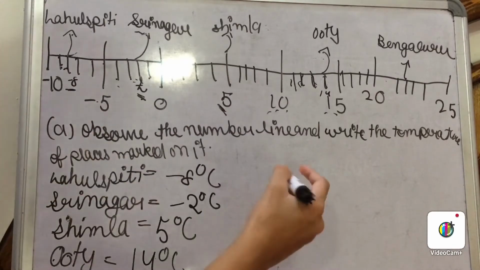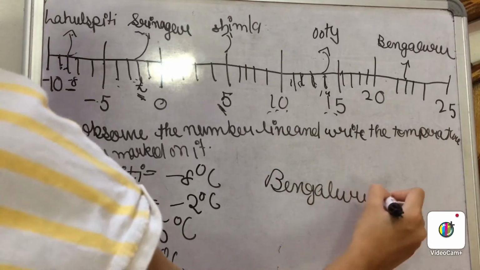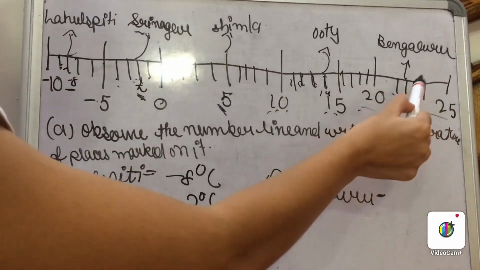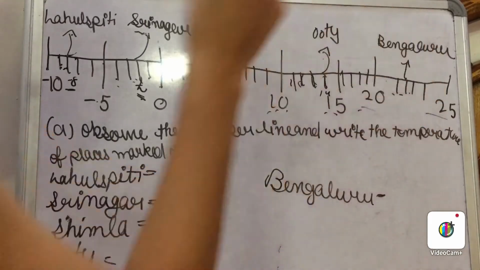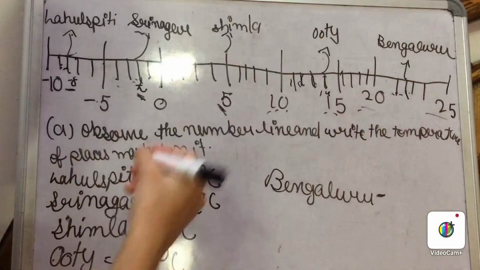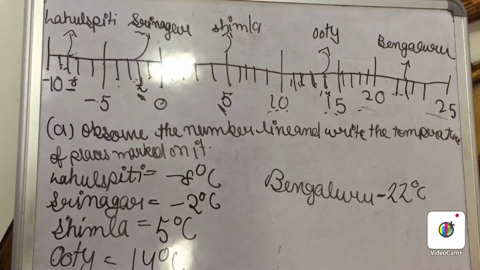Now our next place is Bengaluru. Let us find out the temperature at Bengaluru. Here the numbers marked are 20 and 25. Let us count: 20, 21, 22, 23, 24. At what does Bengaluru come? 21, 22. So the temperature at Bengaluru is 22 degrees Celsius. So we have found the temperature of all the places marked on the number line. This was the answer of part A.